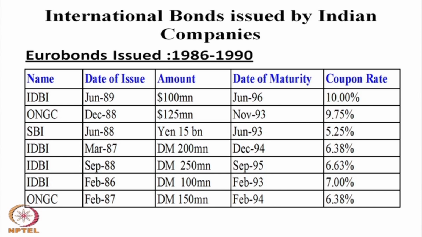So, there are some kinds of bond like IDBI, in June 89 they issued a 100 million bond. Similarly, ONGC in December 88 issued a 120 million bond. Similarly, SBI also issued in June 1988 a 150 million yen bond. Similarly, many other companies have issued in the Euro bond market and tapped the Euro bond market to raise capital.